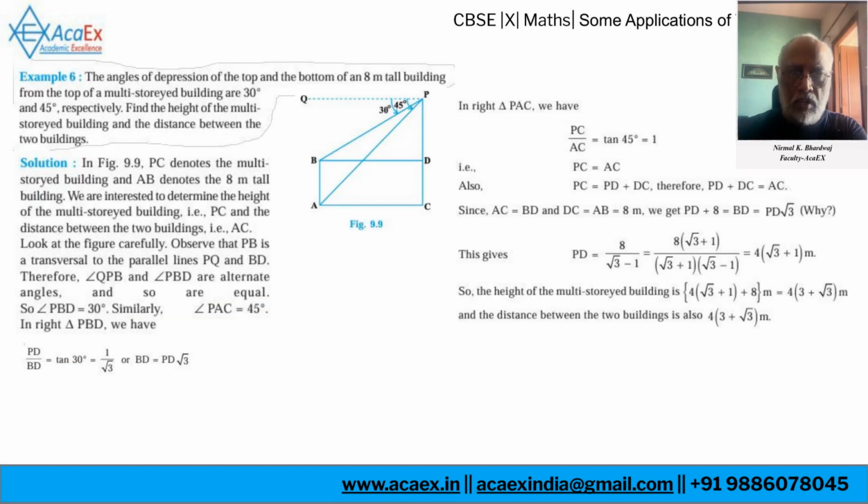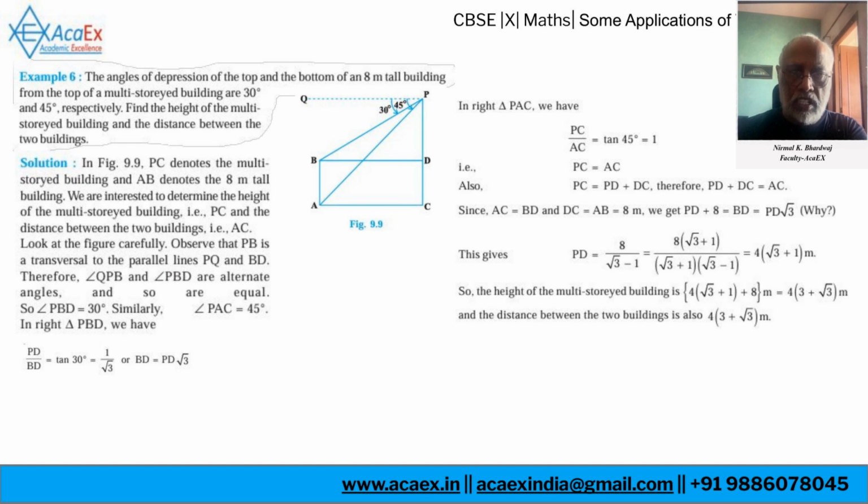Example 6. Two buildings. Problem. From the top of a multi-storied building, the angles of depression to the top and bottom of an 8-meter tall building are 30 degrees and 45 degrees, respectively. Find the height of the multi-storied building and the distance between the two buildings.